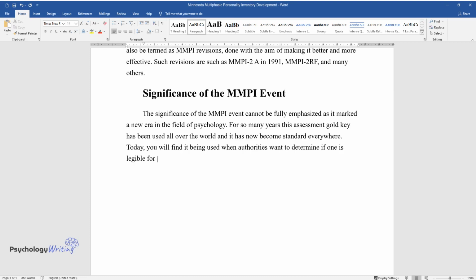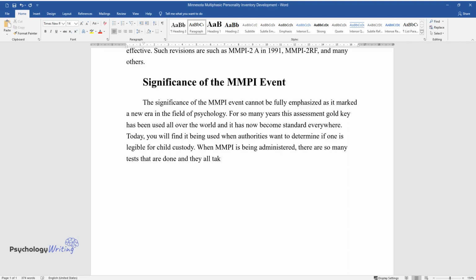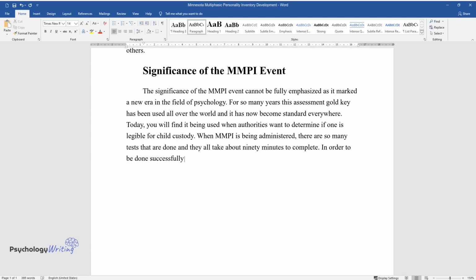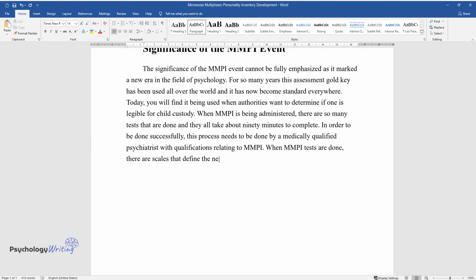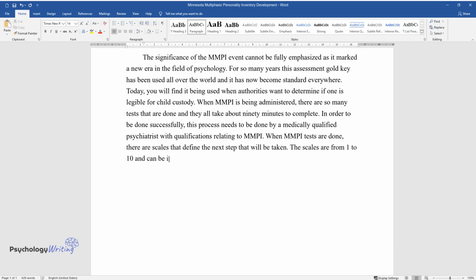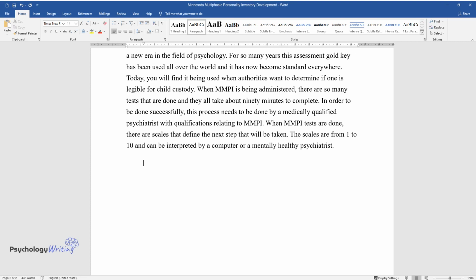When the MMPI is being administered, there are so many tests that are done and they all take about 90 minutes to complete. In order to be done successfully, this process needs to be done by a medically qualified psychiatrist with qualifications relating to the MMPI. When MMPI tests are done, there are scales that define the next step that will be taken. The scales are from 1 to 10 and can be interpreted by a computer or a mentally healthy psychiatrist.